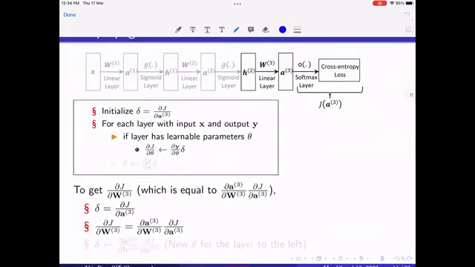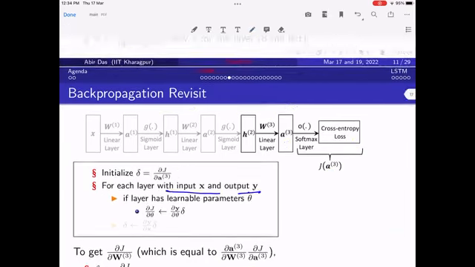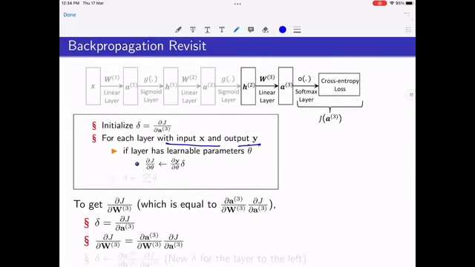Then, for each layer with input X and output Y, if you closely follow this, you see that I have made all these things transparent. It is just this that I am focusing on, the same thing here. So for each layer, this is one layer, right? It has a name: linear layer, sigmoid layer, linear layer, and so on. For each layer, just see what is the input and output. So what is X here? H2. And what is Y?